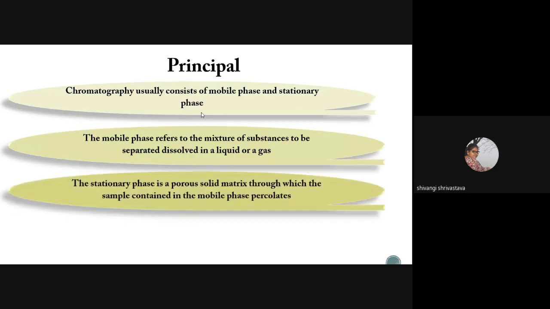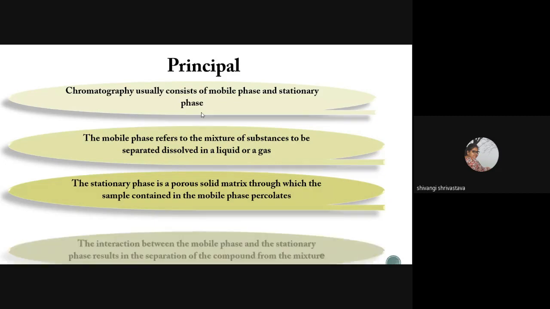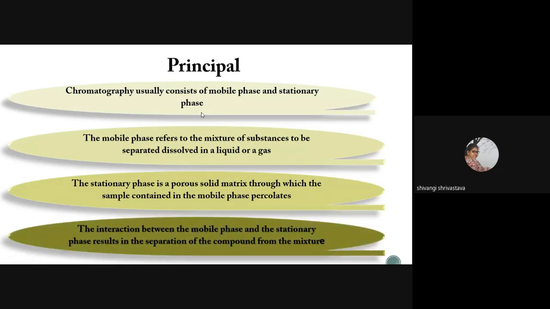What is a stationary phase? That is a porous solid matrix through which the sample contained in the mobile phase percolates. That process is known as adsorption. The interaction between the mobile phase and the stationary phase results in the separation of a compound from a mixture, or separation of an amino acid from the mixture.